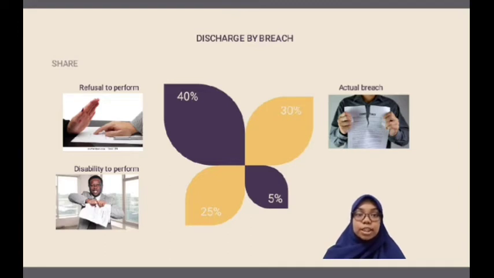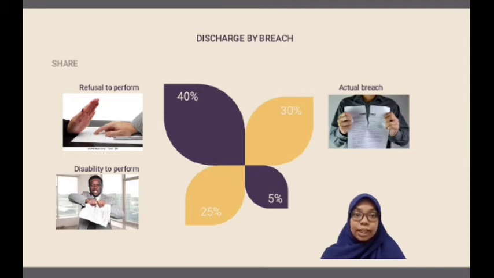Disability to perform is where one of the parties is disabled from performing, and the contract is discharged. Then it does not amount to a breach of contract, but is discharged through frustration. Actual breach occurs when performance is due on or in the course of performance. It can either be a failure to tender any form of performance or performance is inadequate.